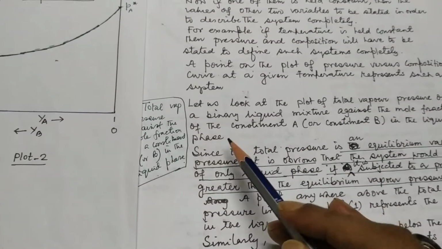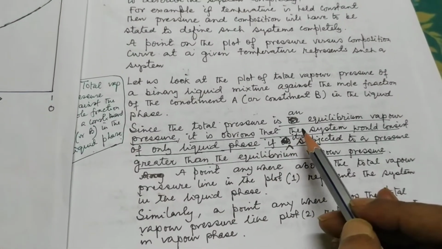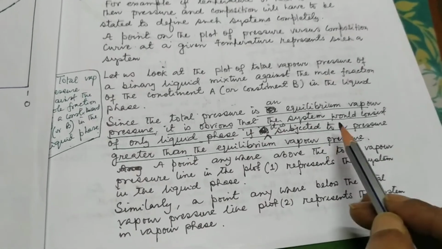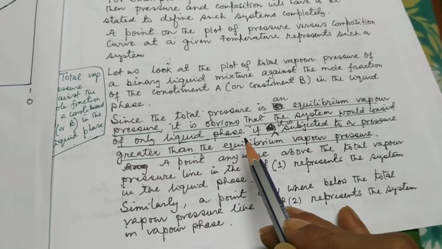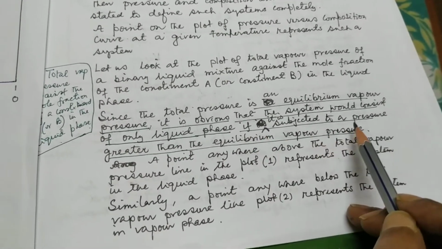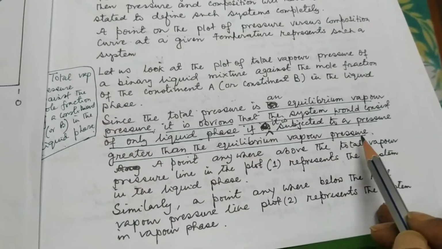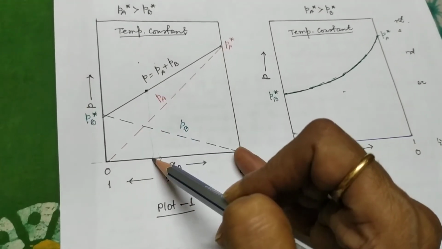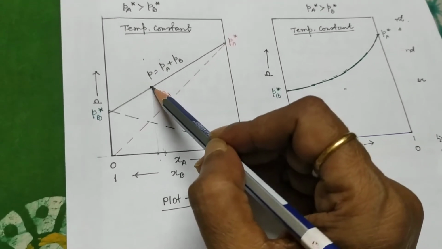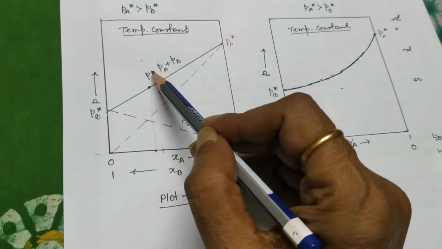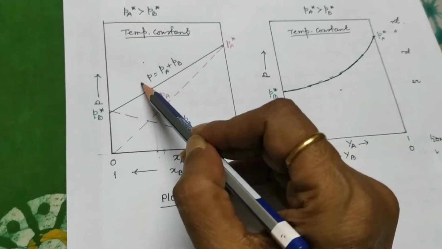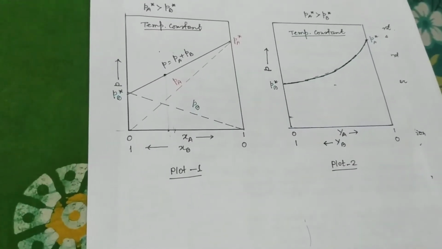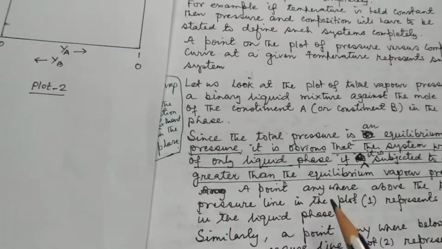Now, since the total vapor pressure is an equilibrium vapor pressure, it is obvious that the system would consist of only liquid phase if it is subjected to a pressure greater than the equilibrium vapor pressure. So at a particular composition, if the superincumbent pressure becomes greater than the total vapor pressure, then it will have only the liquid phase.